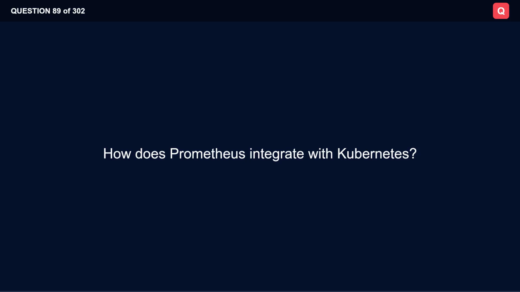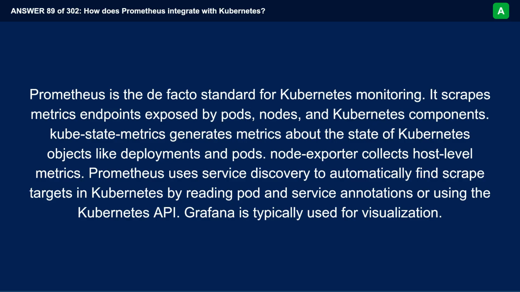How does Prometheus integrate with Kubernetes? Prometheus is the de facto standard for Kubernetes monitoring. It scrapes metrics endpoints exposed by pods, nodes, and Kubernetes components. Kube-state-metrics generates metrics about the state of Kubernetes objects like deployments and pods. Node Exporter collects host-level metrics. Prometheus uses service discovery to automatically find scrape targets in Kubernetes by reading pod and service annotations or using the Kubernetes API. Grafana is typically used for visualization.